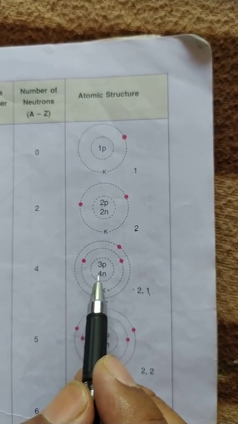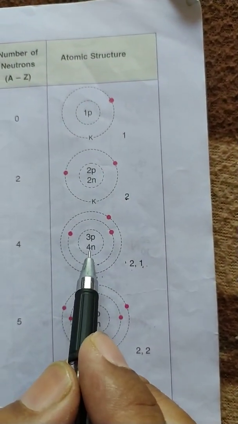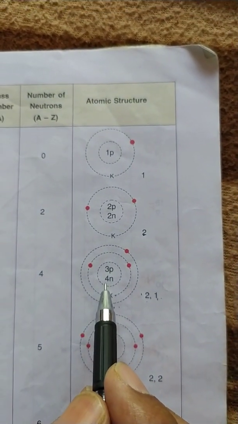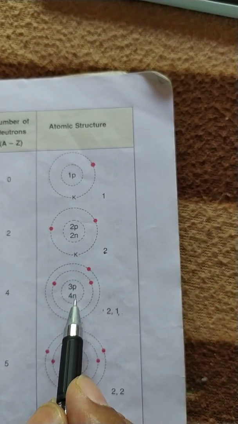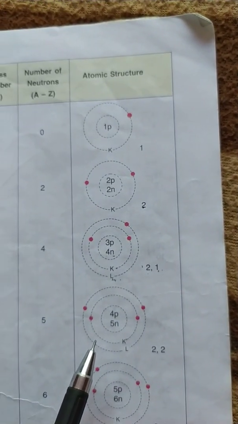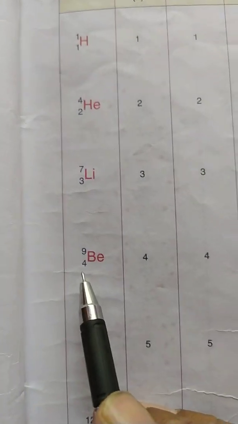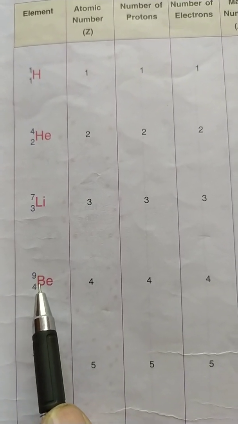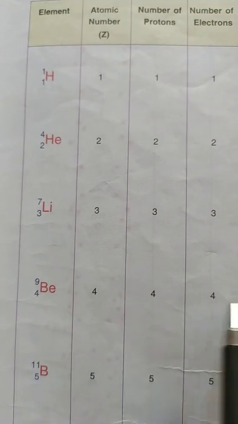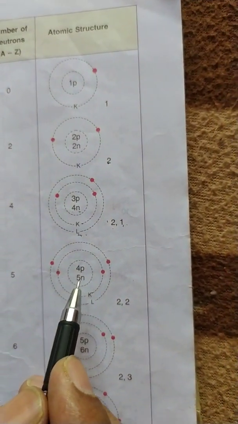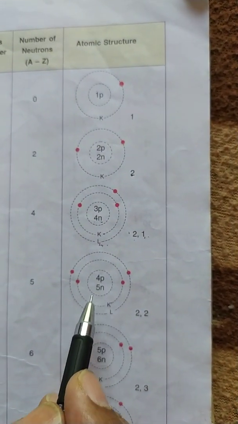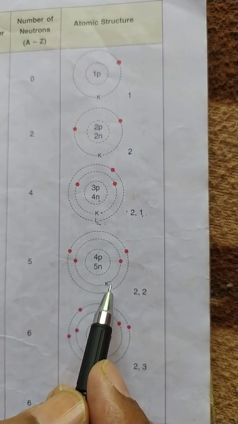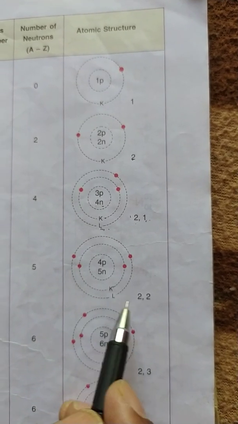Let us also quickly look at the nucleus. Lithium has 3 protons and 4 neutrons. Now let us also come to beryllium. Here we see beryllium has atomic number 4 and atomic mass 9, and we see that the beryllium nucleus has 4 protons and 5 neutrons. Likewise, it has 2 electrons in the K shell, 2 in the L shell.